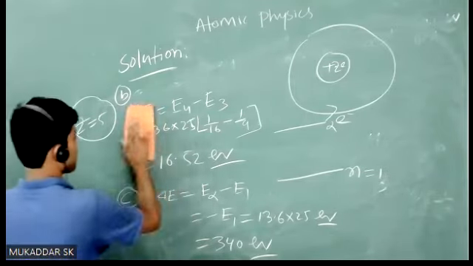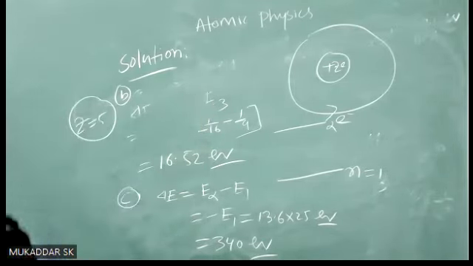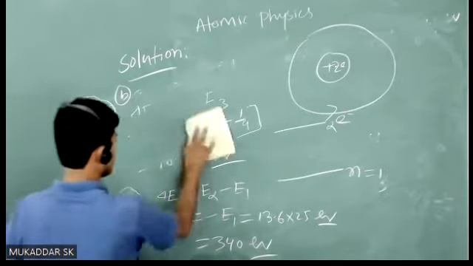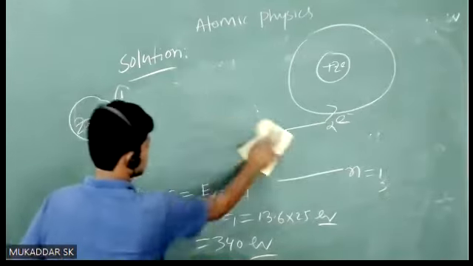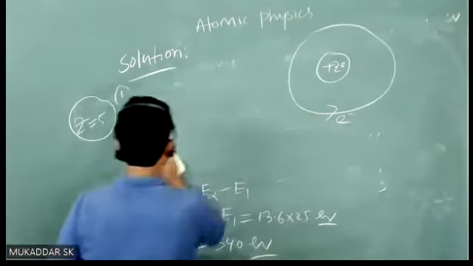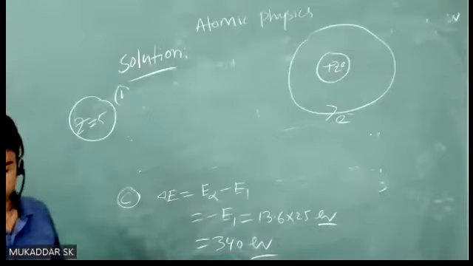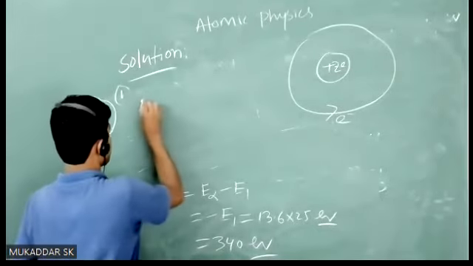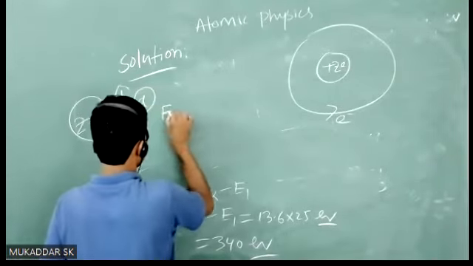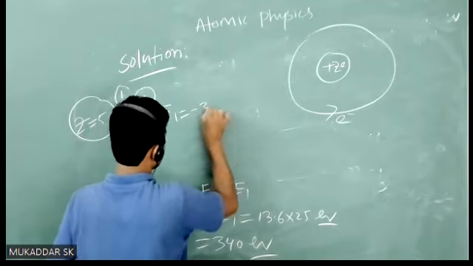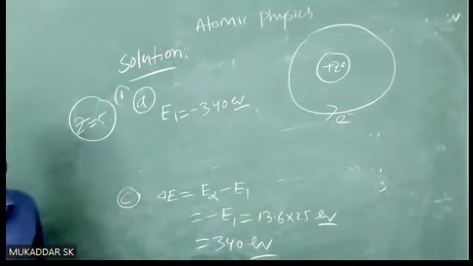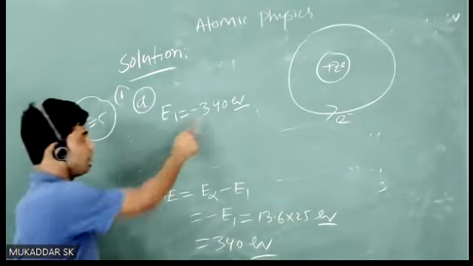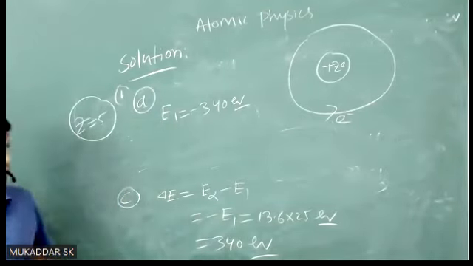D part. So you know that ground state energy, that is how much? You have calculated that ground state energy E1, right? So E1 is nothing but your D part. E1, if you have calculated, is minus 340 electron volt, just minus 13.6 into 25. That will provide you the ground state energy.